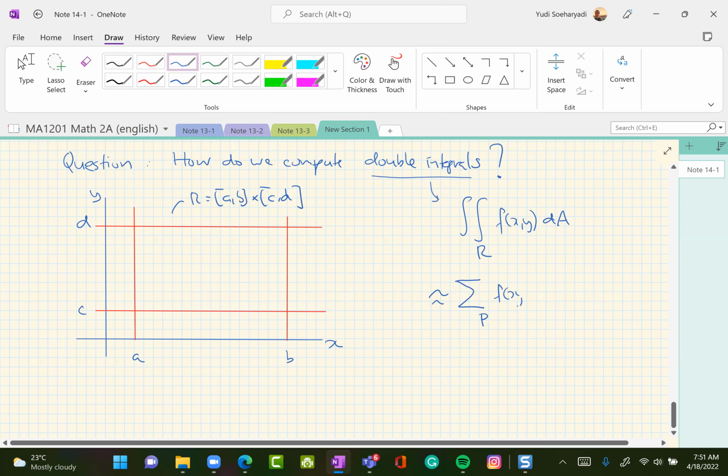x, y. Okay, let's see how we compute this one. All right, so let's proceed. This is just one method to compute the sum.